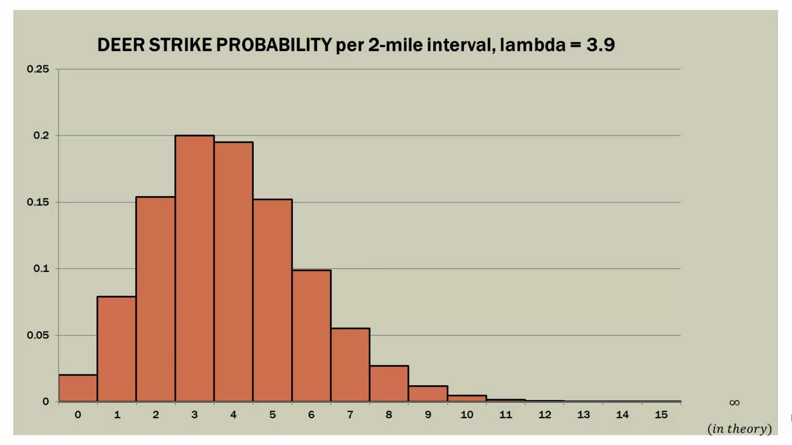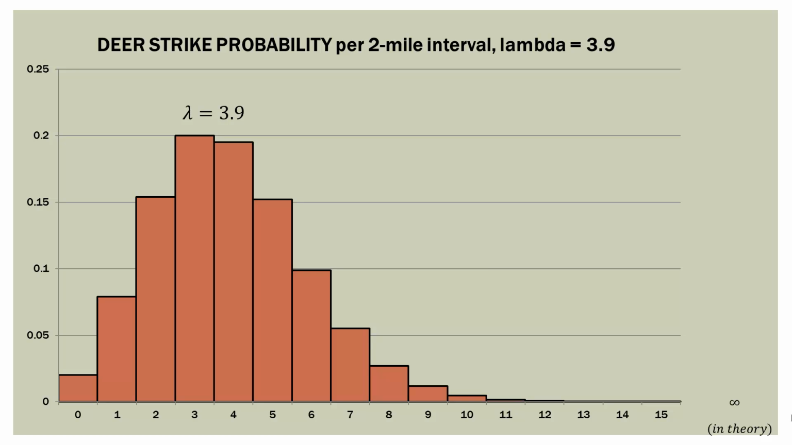So here is that distribution. So we have the deer strike probability per 2-mile interval. We have a lambda of 3.9. And if you look, the probabilities are highest for 3 deer incidents and 4 deer incidents. And that should be relatively obvious why that is, with a lambda of 3.9. And of course, the distribution falls off from there.